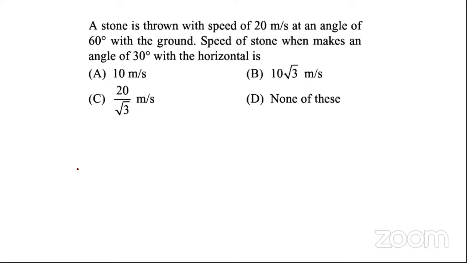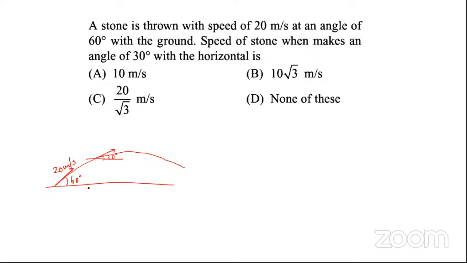See, a stone is thrown with a speed of 20 meters per second, that is, with an angle of 60 degrees with the ground. So suppose it moves like this. When it makes an angle of 30 degrees, then its speed is asked.